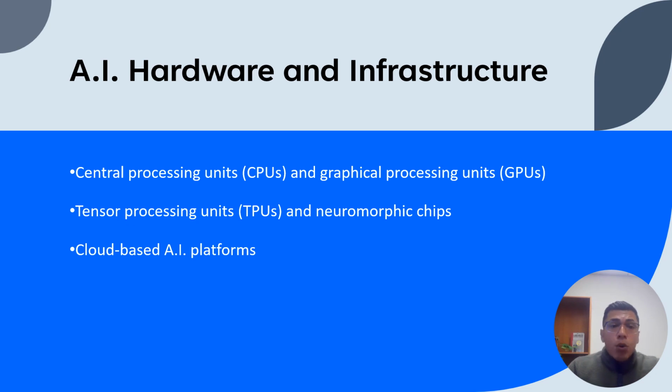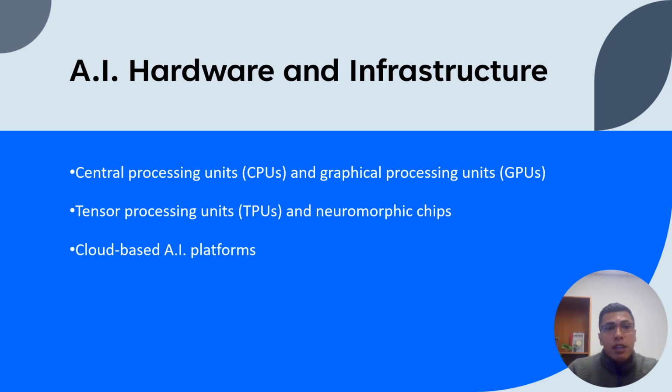Therefore, in order to perform the complex tasks we've discussed, AI systems require powerful hardware and infrastructure. Some of the most important hardware components that power AI systems include central processing units, CPUs, graphical processing units, GPUs, tensor processing units, TPUs, and neuromorphic chips. CPUs are the general purpose processors commonly found in most computers. They're versatile and they can handle a wide variety of tasks, but they may not be the most efficient choice for AI workloads, which often require high levels of parallelism.